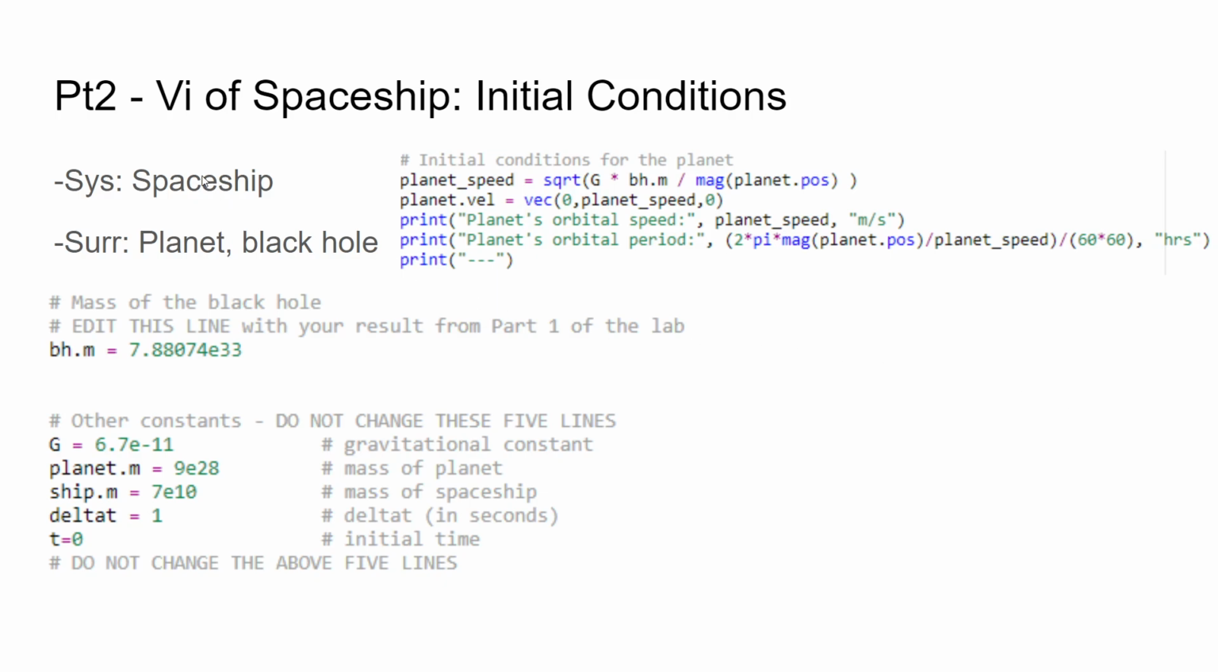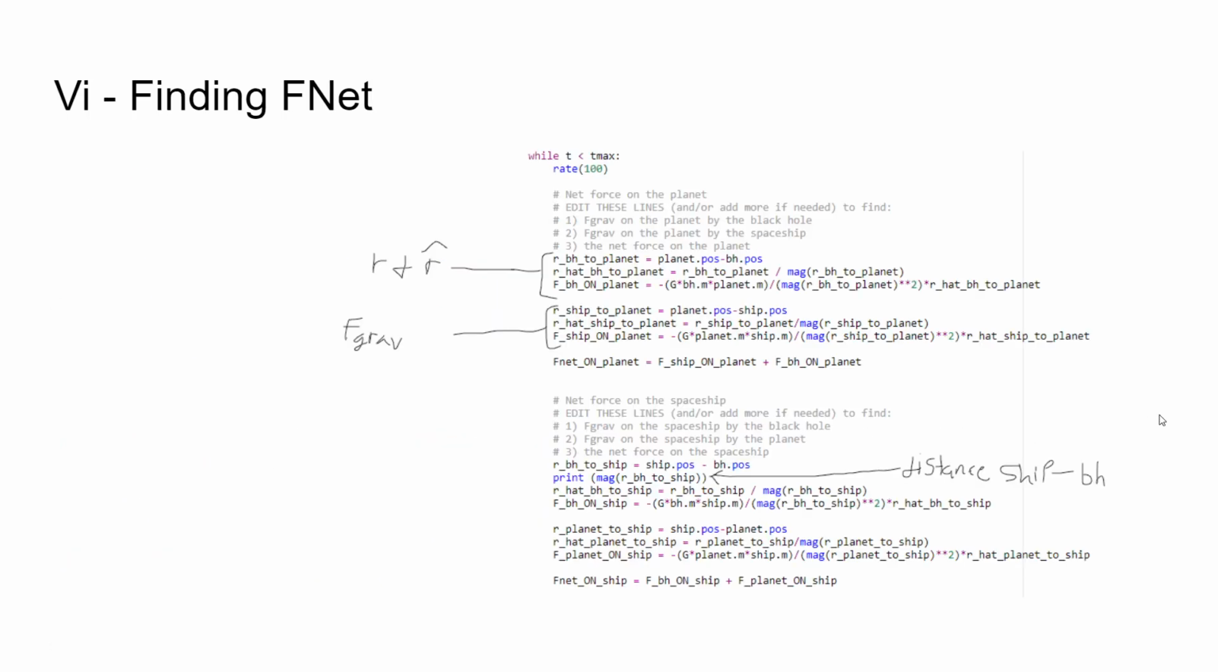The system is the ship, the surroundings are the planet and the black hole. Here you just set the initial conditions, plug in the mass from the last part, and then same constants as before. Then lots of lines of code for this part, but mostly just applying the formulas we've been working with this whole time. So here is finding r and r hat for gravitation.